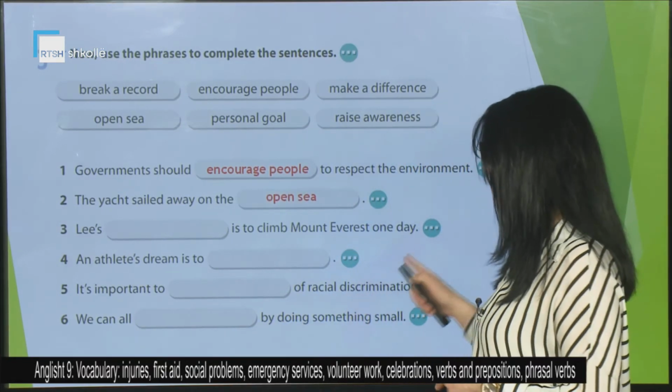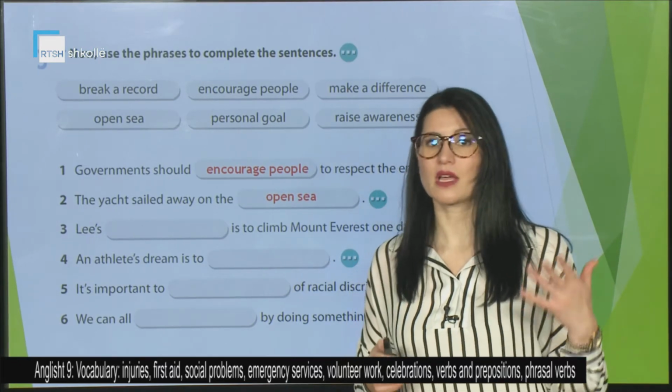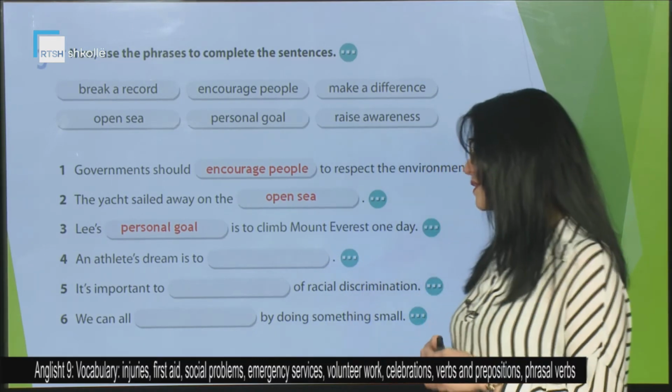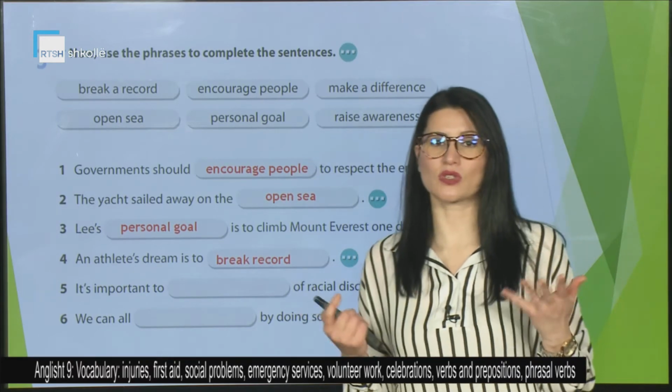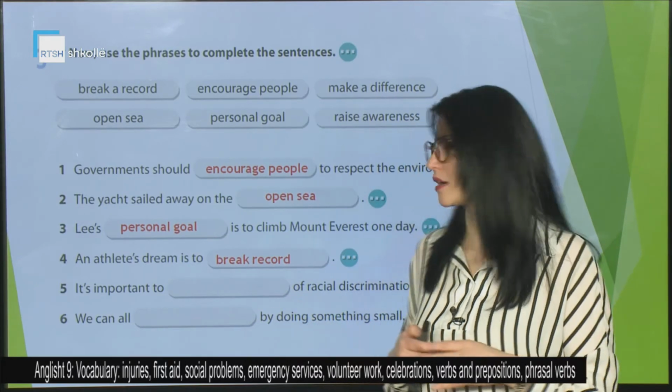Liz has a personal goal to climb Mount Everest one day. So this person has an aim, has a desire. So the correct phrase is a personal goal. An athlete's dream is to break a record. So this is all this person has, the idea or the dream to break a record.